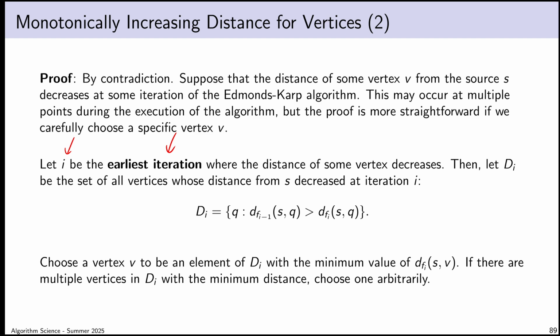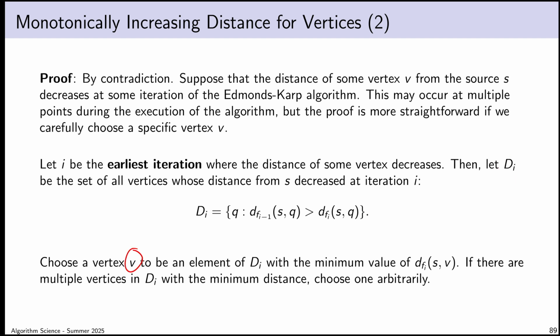So to narrow things down further, let's define a set Di consisting of all vertices whose distance decreased at iteration I. So the set Di is all vertices q such that the distance from S to q at iteration I minus 1 is greater than the distance at the end of iteration I. So all the vertices whose distance decreased during iteration I.